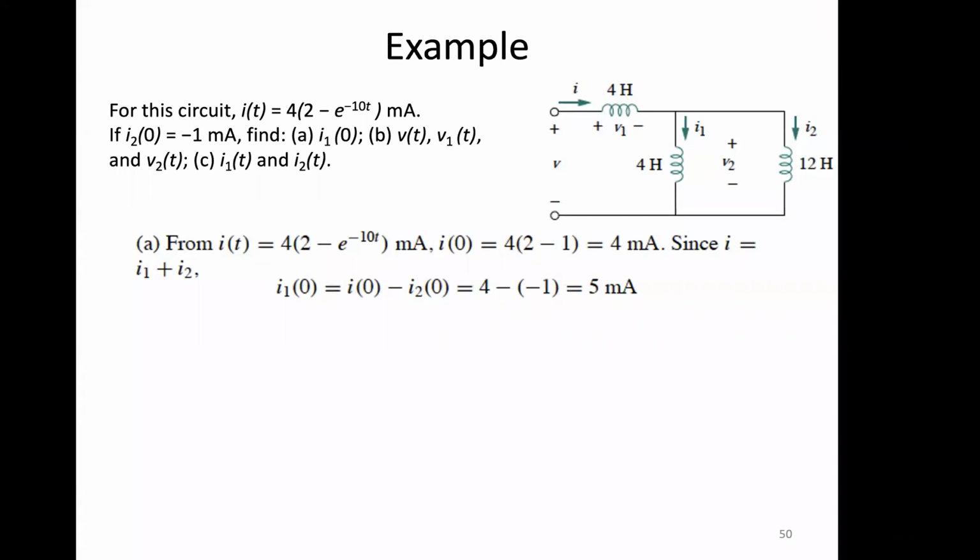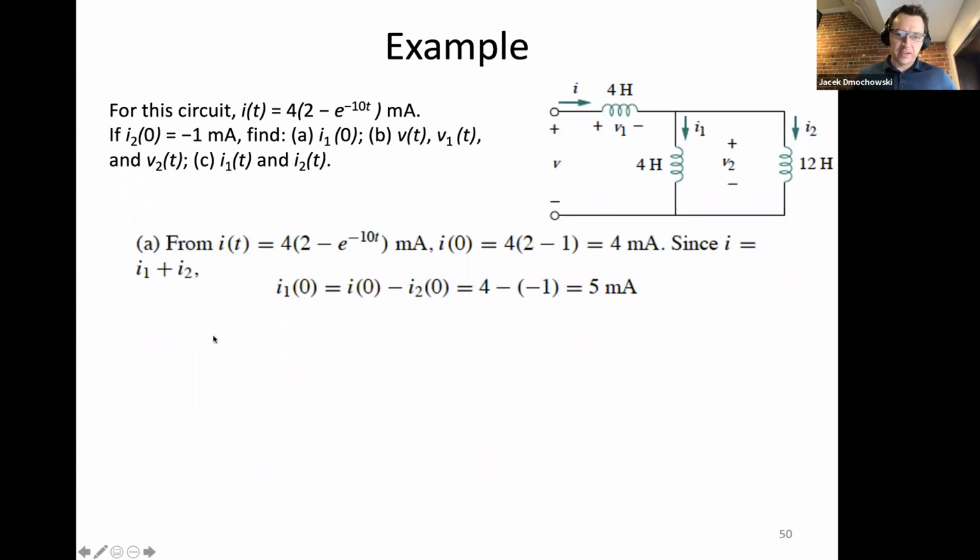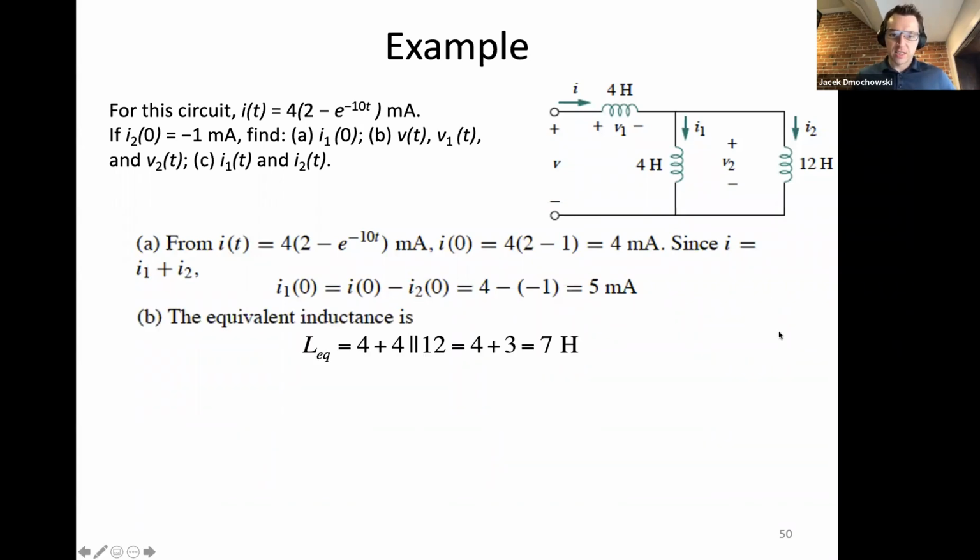So, that 3 is in series with the 4 up at top. So what's my equivalent inductance for the circuit? Yes, thank you, Kimberly. 7. 7 is the equivalent inductance. Okay, so that gives us the overall inductance. So we have the overall inductance and we have the overall current. So now how do we get the voltage V?